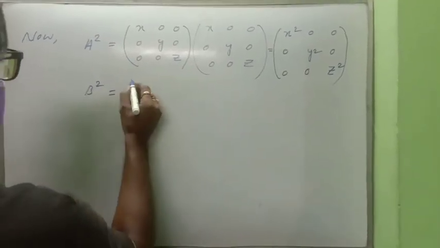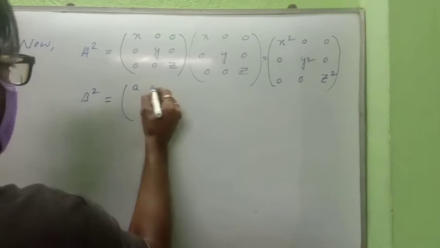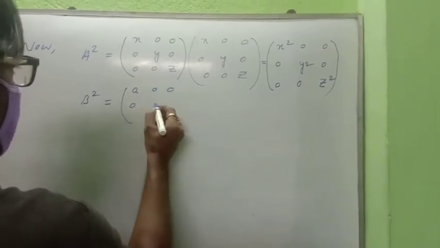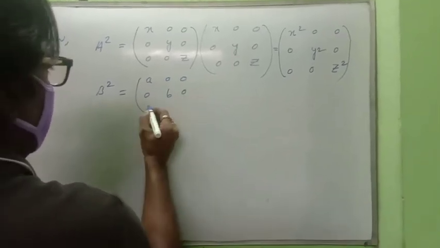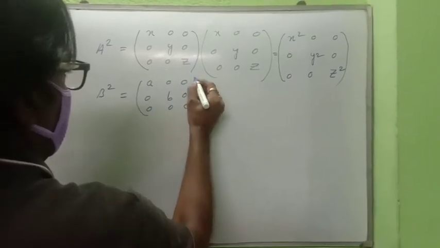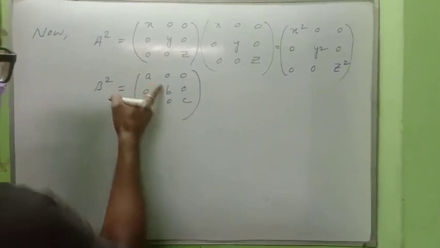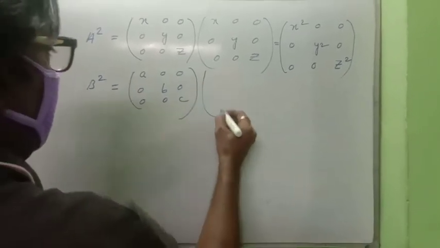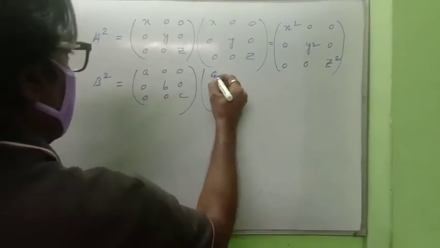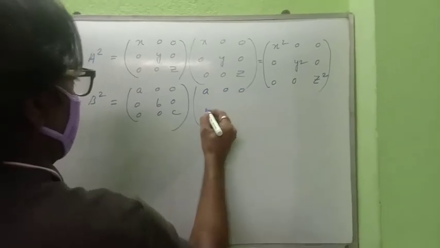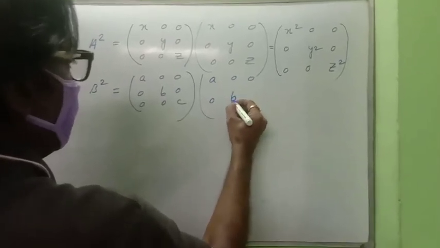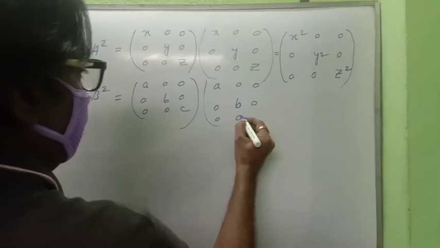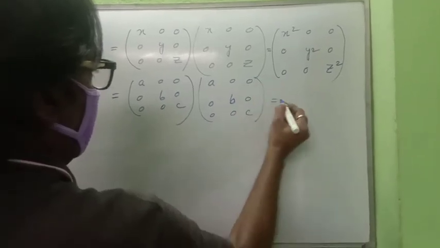See, same process. B square will be how much? I have taken B as a 0 0, 0 b 0, 0 0 c, with the diagonal elements a, b, c. You have to multiply two times, as B square is given: a 0 0, 0 b 0, 0 0 c. If I multiply, what will I get here?